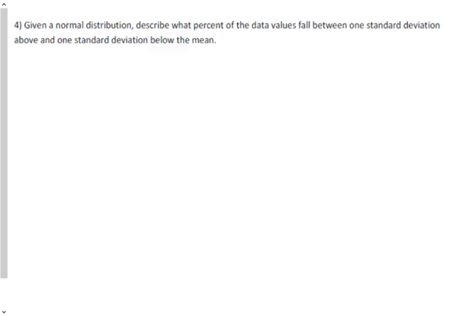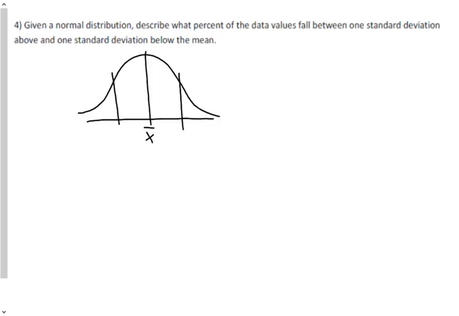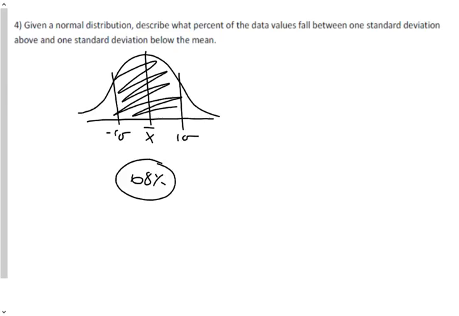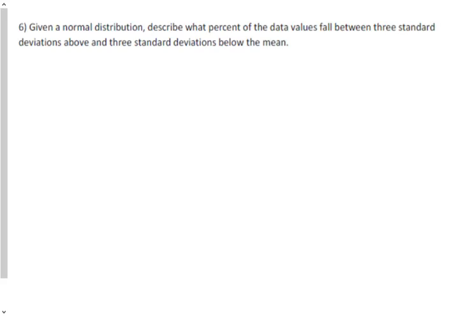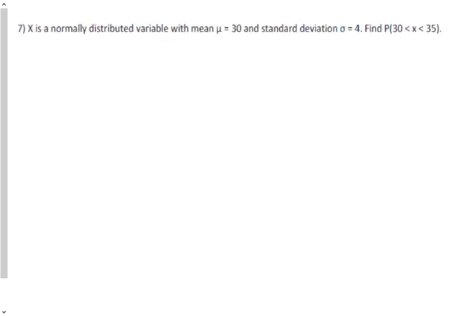Okay. Now, here's those rules. Here's my average, up 1 standard deviation, down 1. 68% will be within 1 standard deviation. And between 2 standard deviations is 95. And within 3 standard deviations, it's 99. And those are the numbers you want to memorize.